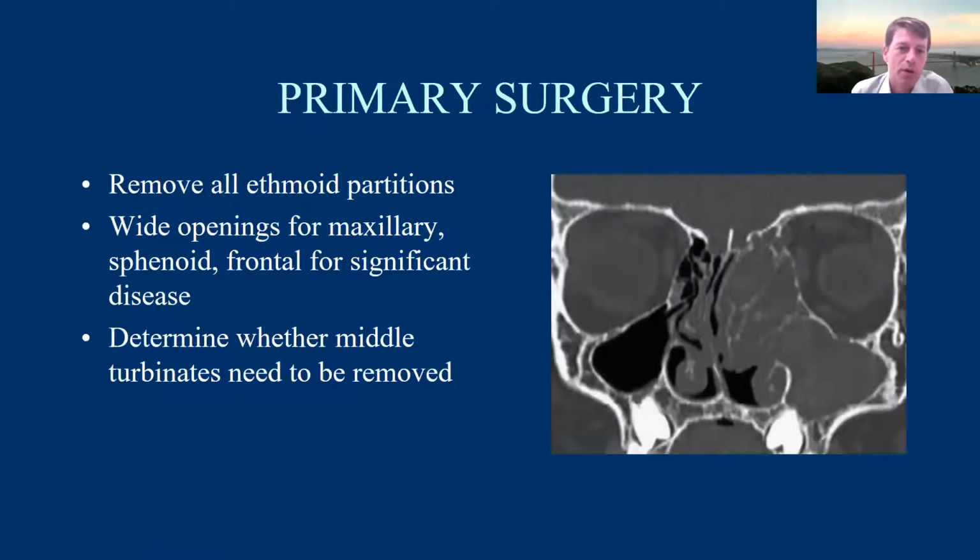So in general, for primary surgery, the goal is to remove all ethmoid partitions, to create very wide openings for the maxillary, sphenoid, and frontal sinuses for patients with significant disease in this area. And then you can also determine how to manage the middle turbinate during this surgery.